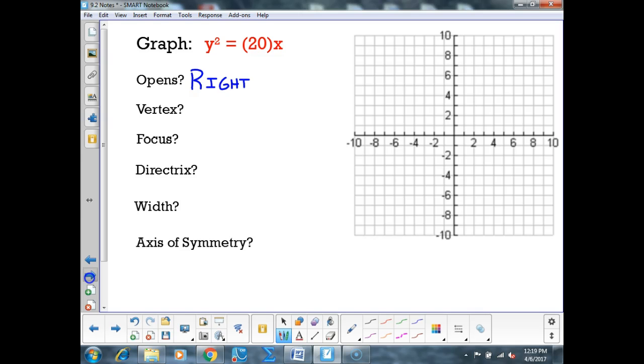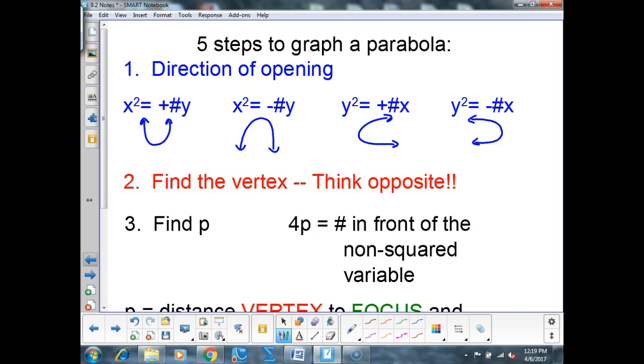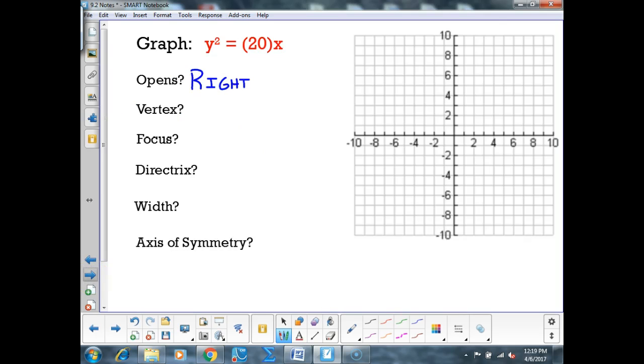What color was the vertex? Was that green? Nope, vertex was red. Sorry. Color coded. So nothing is attached over here. Nothing is attached to the y. So we're good to go. So 0, 0.